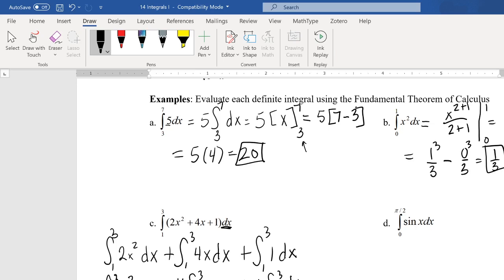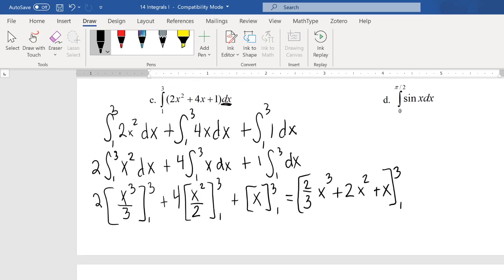So now I'm going to put them all back together. So this is 2/3 x cubed plus, now 4 over 2, it's going to reduce to 2 x squared plus x, all evaluated from 1 to 3. I did that just to demonstrate that after a while, you don't have to break it up as 3 separate functions. You can integrate it all at once.